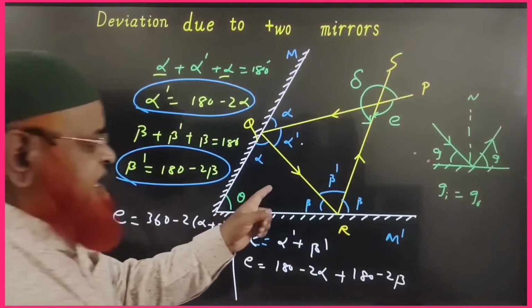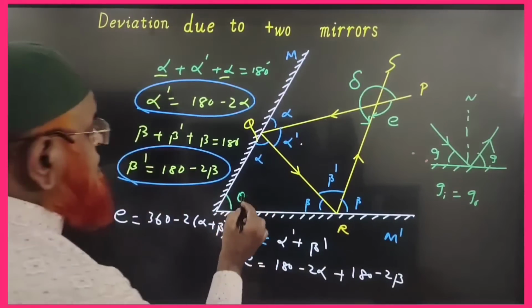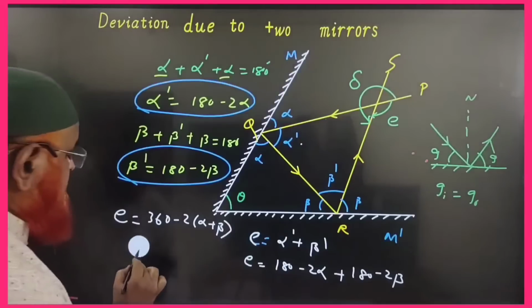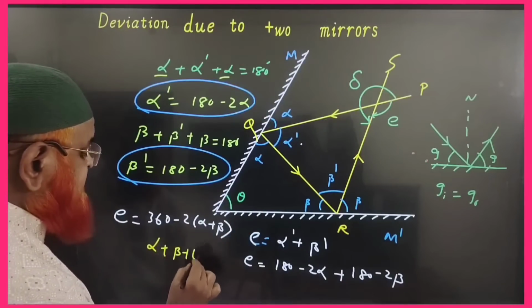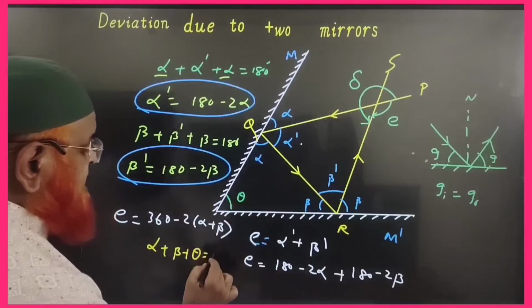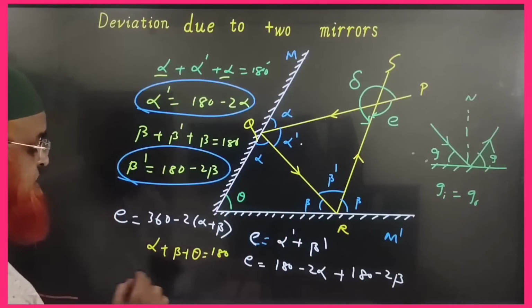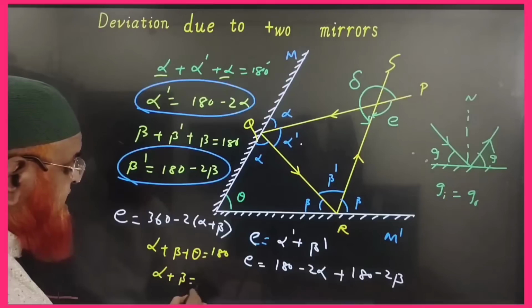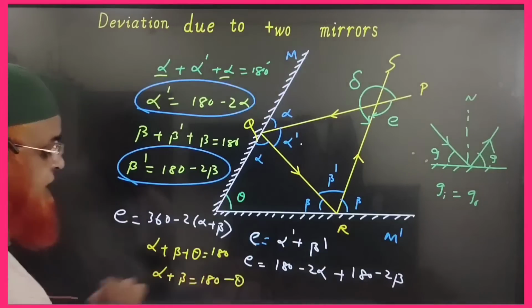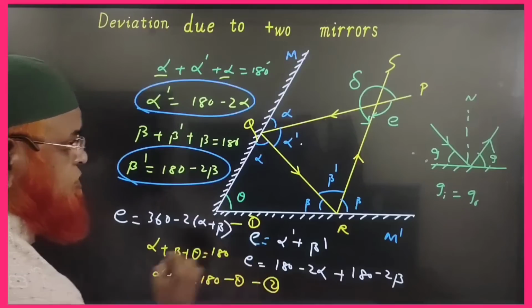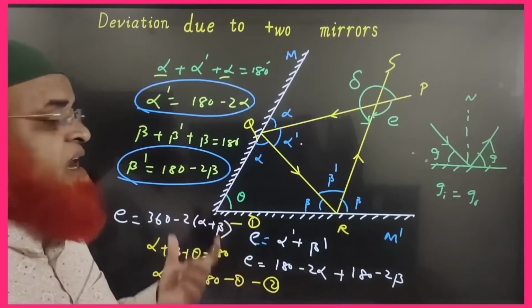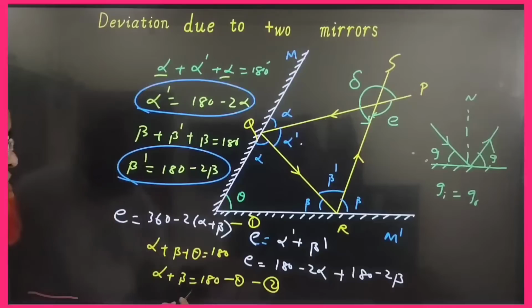Now if you consider this case, we all know alpha plus beta plus theta, these three angles, is going to be 180 degrees. So can I write alpha plus beta is equal to 180 minus theta? This is equation number 1, and this is going to be 2. I will substitute 2 in 1. Let us see what is going to give me.